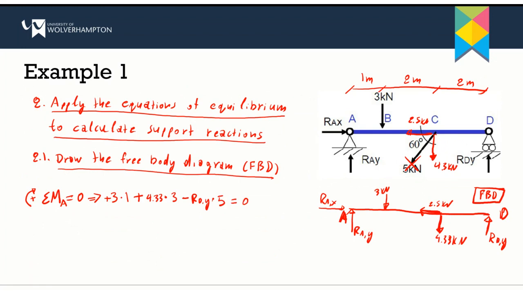At this point, I want to point out something that I might keep repeating, but it is for your benefit anyway. While you are working out an unknown variable, it is okay to skip the units. You don't have to keep writing over here 3 kilonewtons times 1 meter, 4.33 kilonewtons times 3 meters, RDY times 5 meters. That's okay. However, in the answer, do not forget the units. So over here, there's no need to add the units, it's fine. However, in the final answer, you should show the units.